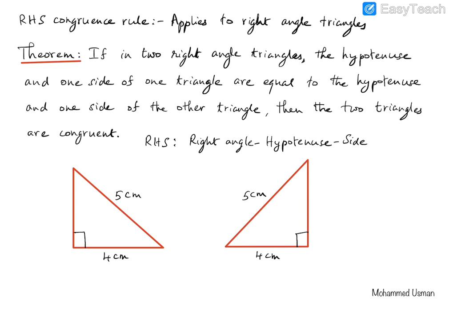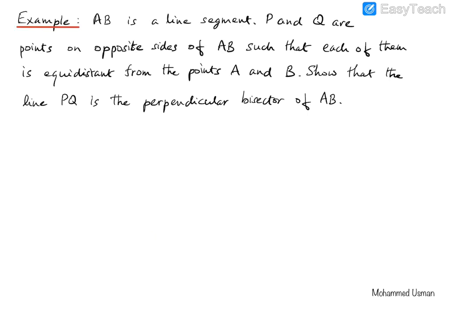Let us now work out an example and apply the SSS and the RHS congruence rules to find some solution to a given problem. We are given in this example a line segment AB. So let's first draw the line segment AB. We have a line segment AB like this. We'll mark the ends of the line segment A and B.